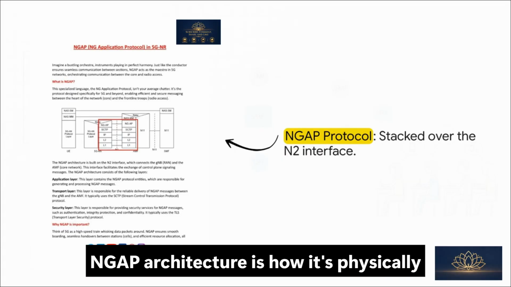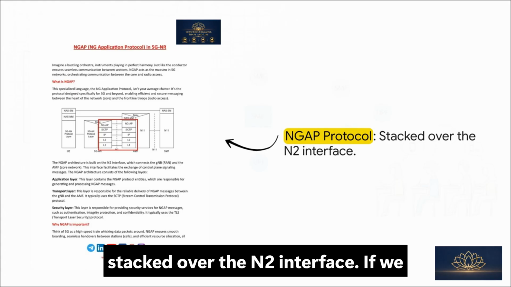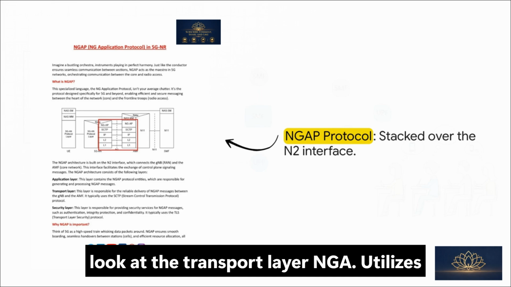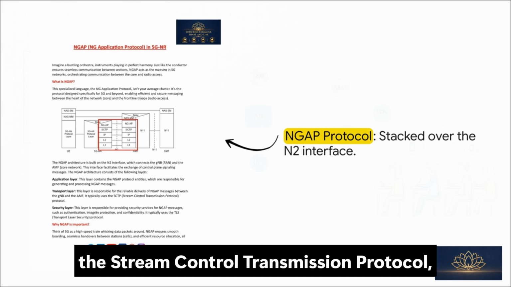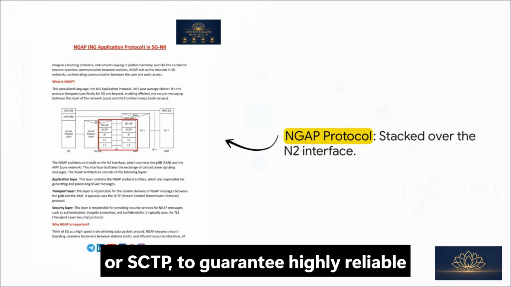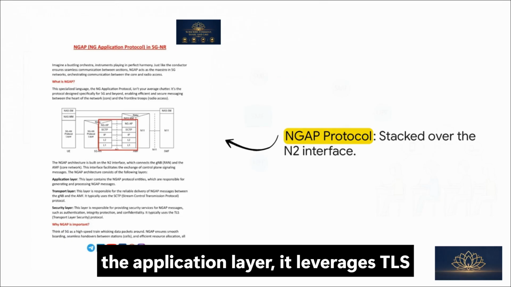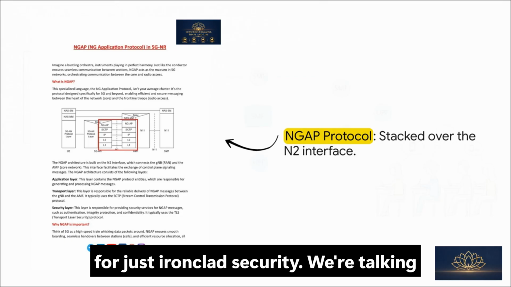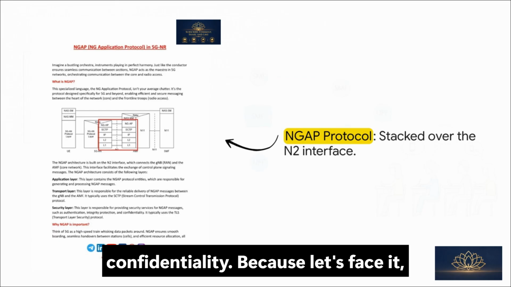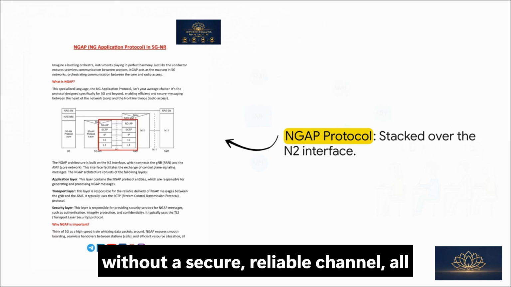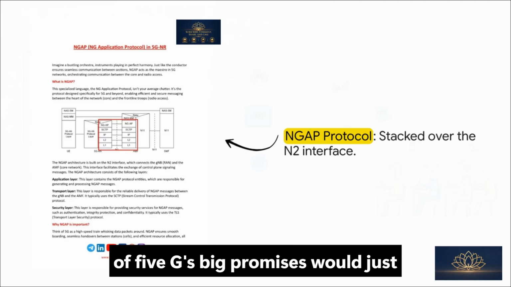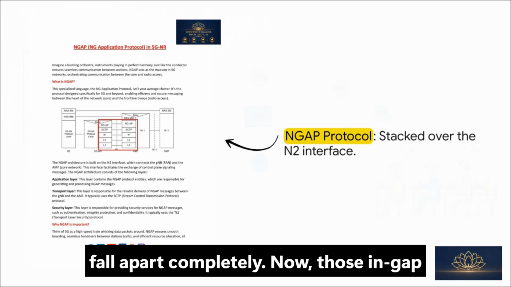What's super interesting about the NGAP architecture is how it's physically stacked over the N2 interface. If we look at the transport layer, NGAP utilizes the Stream Control Transmission Protocol, or SCTP, to guarantee highly reliable message delivery. And then, right below the application layer, it leverages TLS for just ironclad security. We're talking strict authentication and confidentiality. Because let's face it, without a secure, reliable channel, all of 5G's big promises would just fall apart completely.